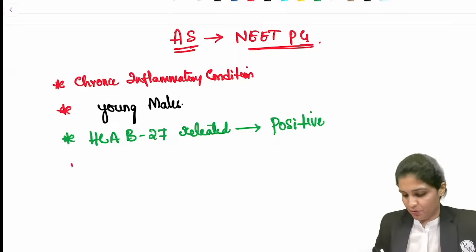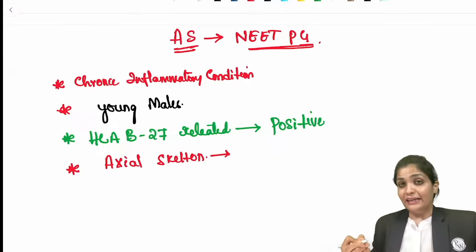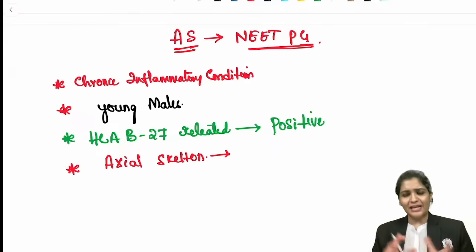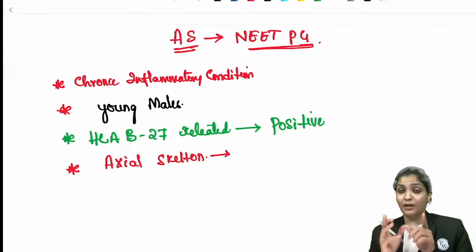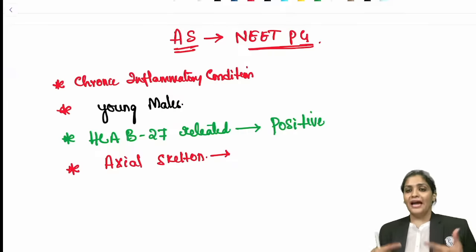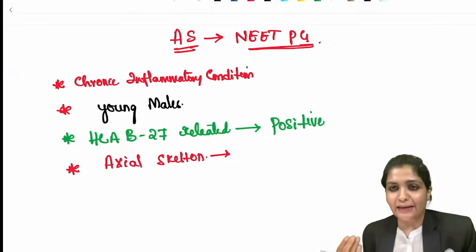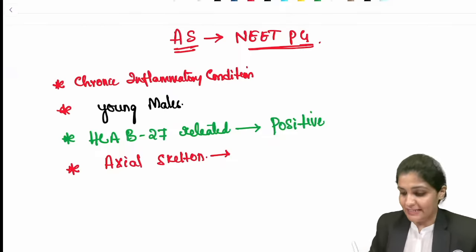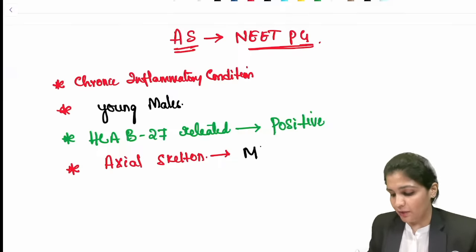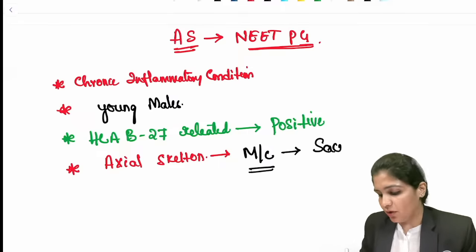So in case of ankylosing spondylitis, the system most commonly affected is your axial skeleton, right? So axial skeleton is most commonly affected, leaving your appendicular skeleton. So what is axial and what is appendicular skeleton? For people who don't know, the axial skeleton is the straight part. So it is your spine and your sacroiliac joints that form your axial skeleton. Your limbs, upper limb and lower limb, will form your appendicular skeleton, right? So this is a disease of the axial skeleton. The most common joint involved in the axial skeleton, this you have to remember, is the sacroiliac joint.